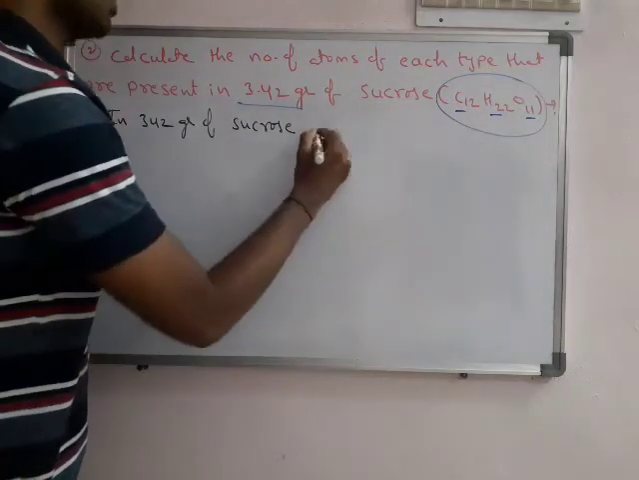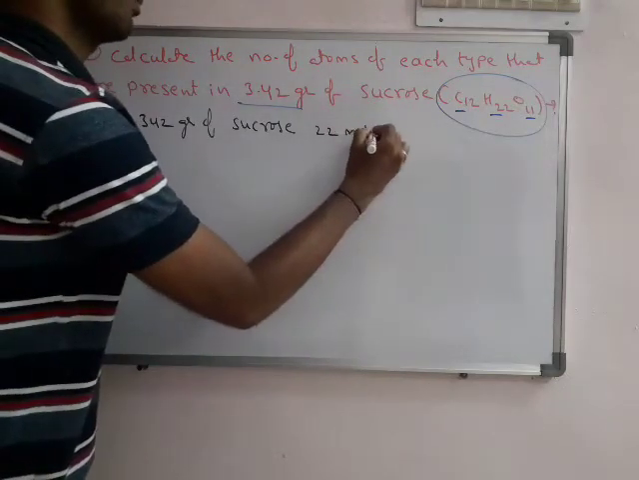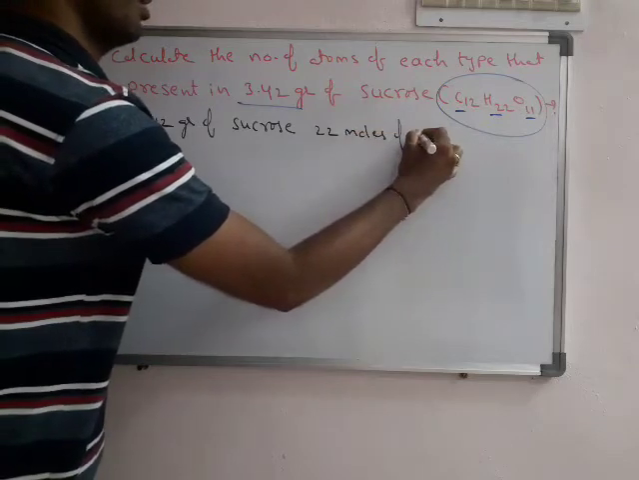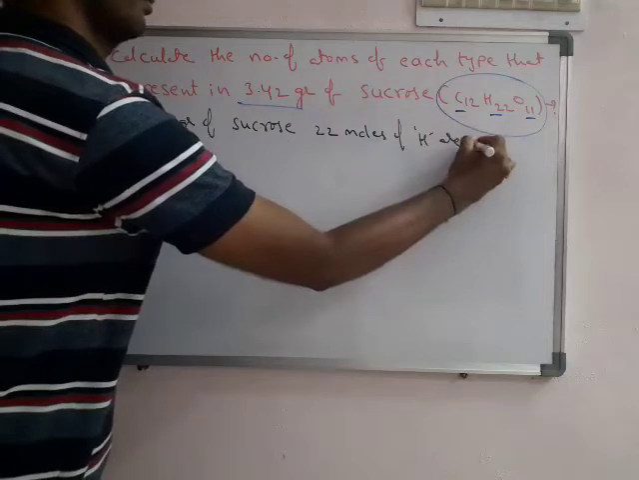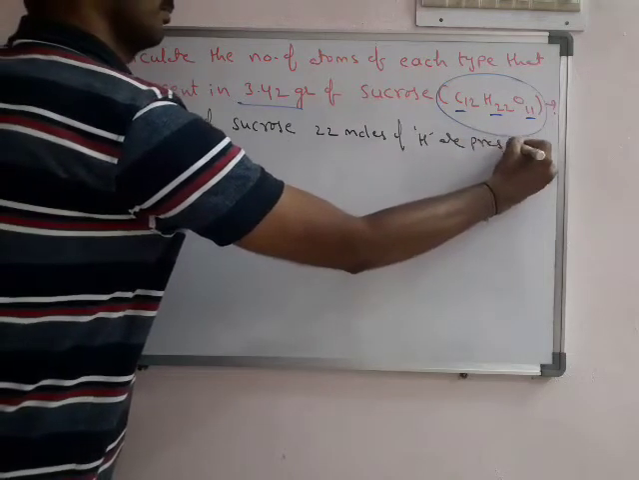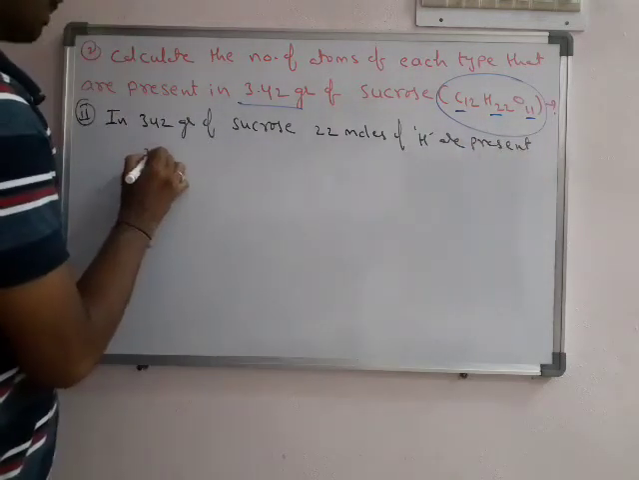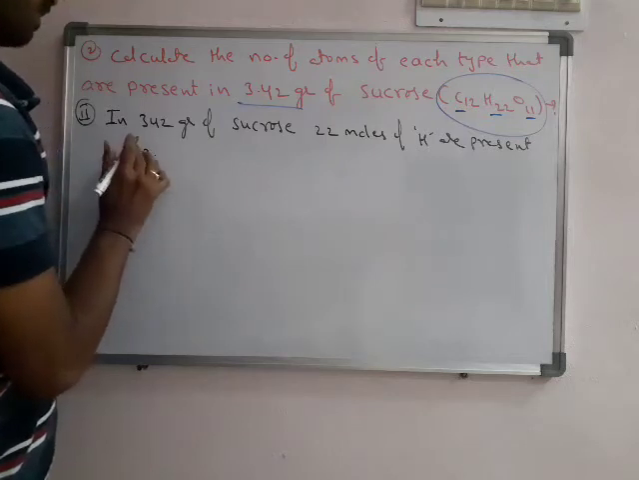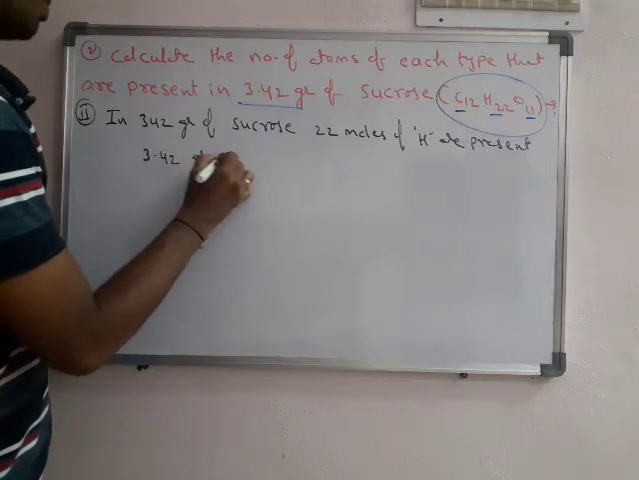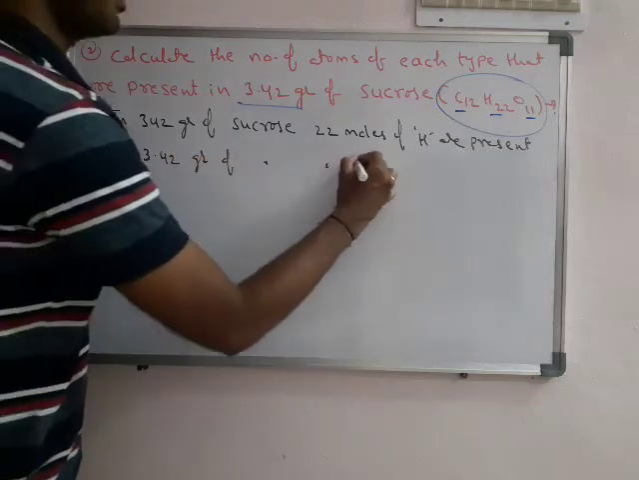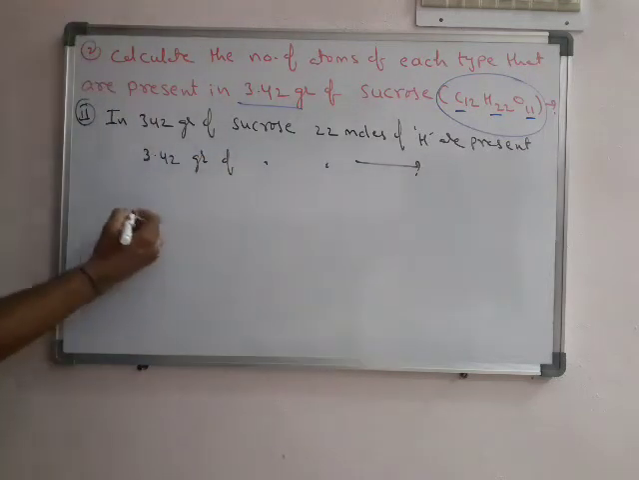In 342 grams of sucrose, 22 moles of hydrogen are present. Okay, then simply what about 3.42? The same way as carbon, in some other mole. 3.42 grams of sucrose having how many moles of hydrogen?